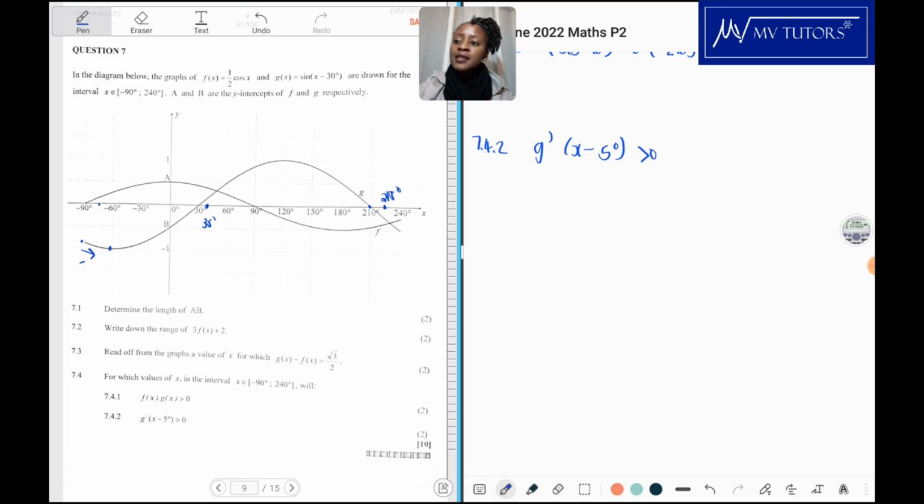From negative 60 up until 120, I have a positive gradient, which is what we're looking for. And then from 120 to 240, we have a negative gradient. But remember, this graph has shifted 5 units now to the right. So instead of negative 60, it will be negative 55, and instead of 120, we're going to have 125. But remember the turning points, that's where your gradient is 0.